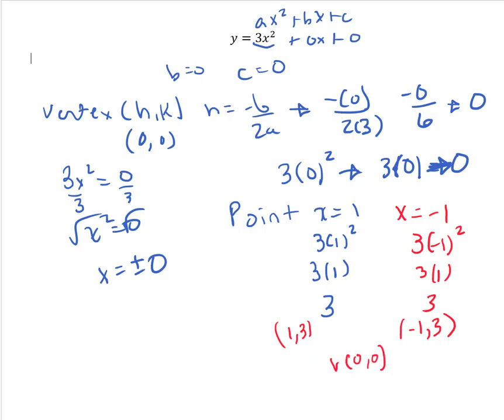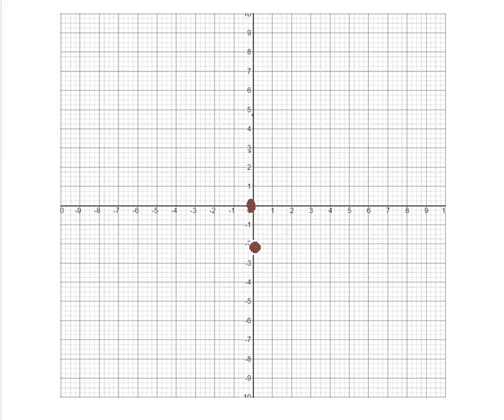So let's plot them and see what it looks like. Okay, so let's go to 0, 0. And we go to 1, 3, and negative 1, 3. And we just go up from there. So you kind of see it's going to be narrow. The distance in here is going to be narrow and tall.